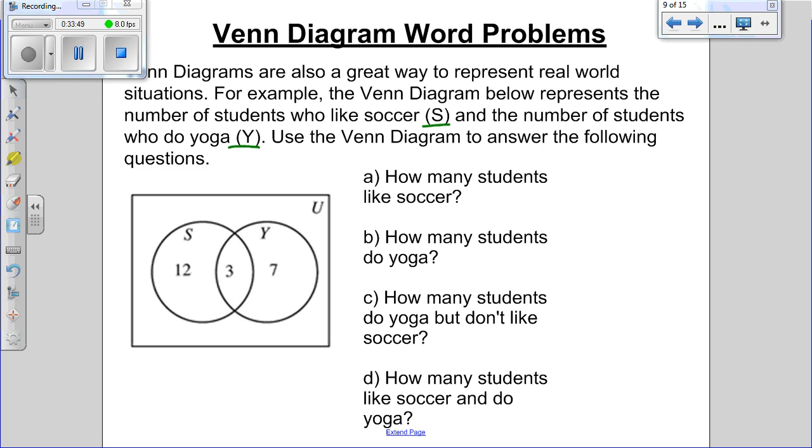15. 12 people like soccer, but 3 people like soccer and yoga, so it would be 15. Because you would include those 3 people as well, because they do like soccer. So the answer would be 12 plus 3. The answer would be 15. That's the number of people who like soccer.